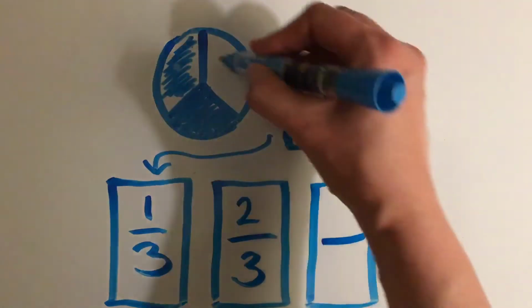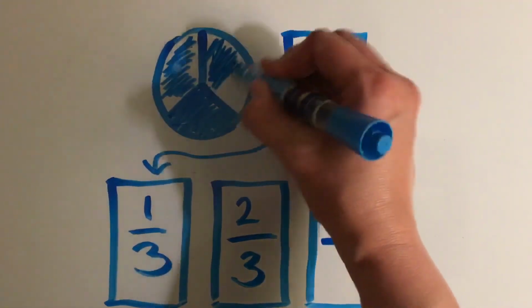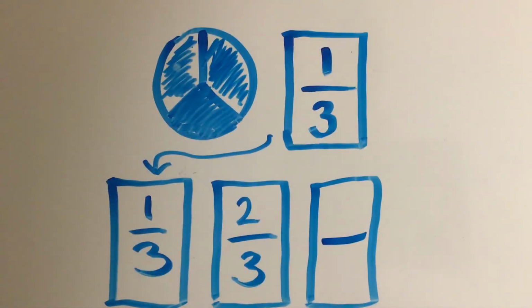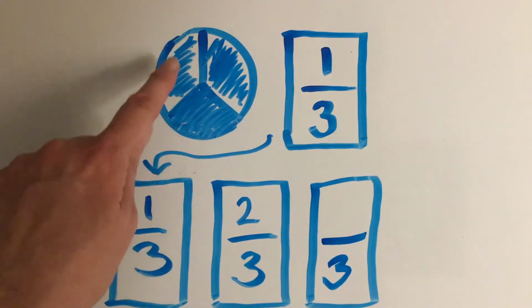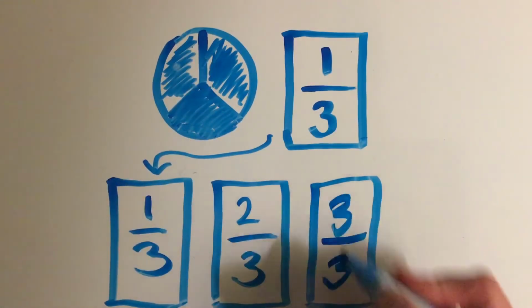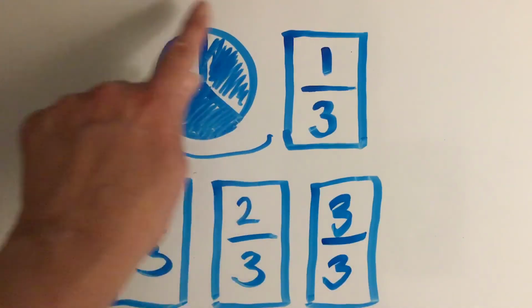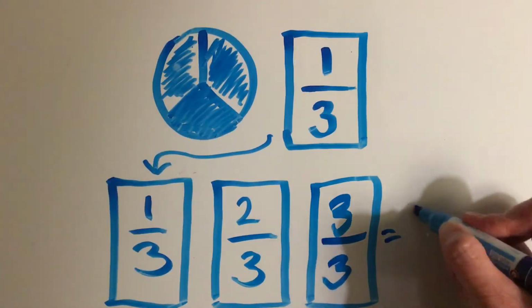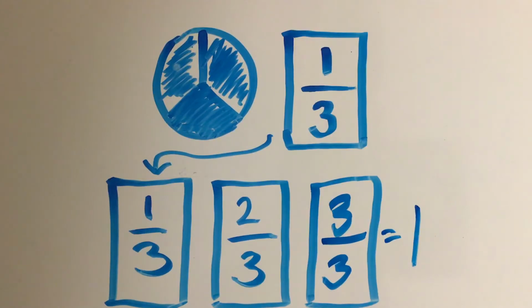And finally, if I were to fill in this final part, what would my final fraction be if I'm counting on by the unit fraction? My denominator stays the same. I still have 3 equal parts. Do you see that? But now I'm counting 1, 2, 3. And once I've colored all 3 parts, I have colored the whole shape, and we know that 3/3 equals 1 whole. Okay, so that's how it's going to be set up for question 2 in your Jump Math book.